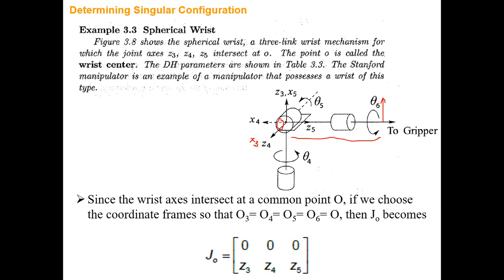Does it make sense? It means I want to choose all the coordinate systems right at this point. I'm going to put the coordinate system for this guy also here, and this guy also here, and this guy also here. I'm going to put all the coordinate systems right here at point O. Then what does that mean? If I do that, then O3 equals O4 equals O5 equals O6, which I can simply call O.